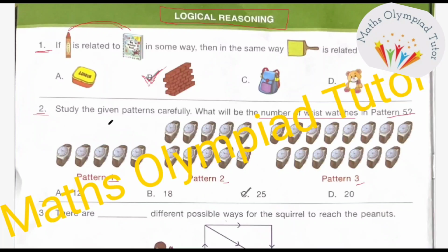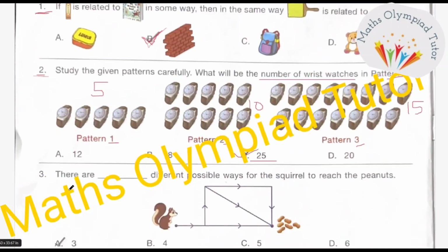Pattern 1 we can see how many wristwatches are there? 5. Pattern 2, 10 watches. Pattern 3, 15 watches. So here the number of watches in the pattern is going like 5, 10, 15. So it is a table of 5. So for pattern 5 it would be 5 multiplied by 5, that is 5 5s, which is 25. So we should select C.